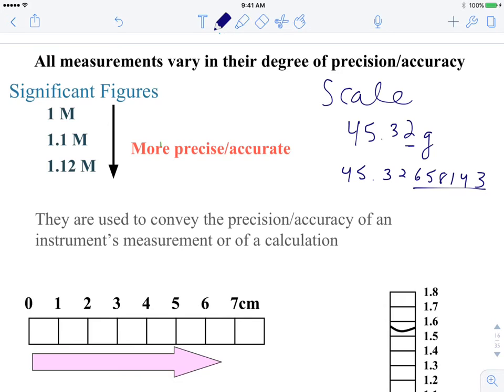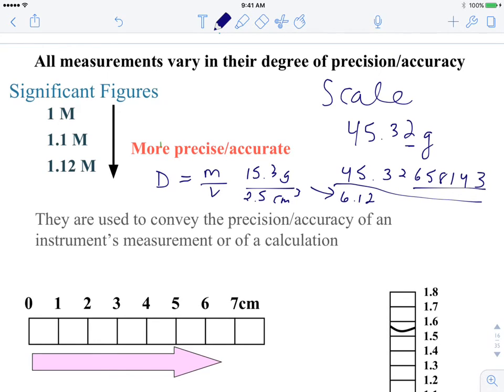But let's say that in the laboratory you were measuring density. Density is mass over volume. Our mass, let's say, is 15.3 grams, and our volume is 2.5 centimeters cubed. So I put these into my calculator, 15.3 divided by 2.5, and when I do that, I get 6.12. So this is my number on my calculator, and I have 6.12.